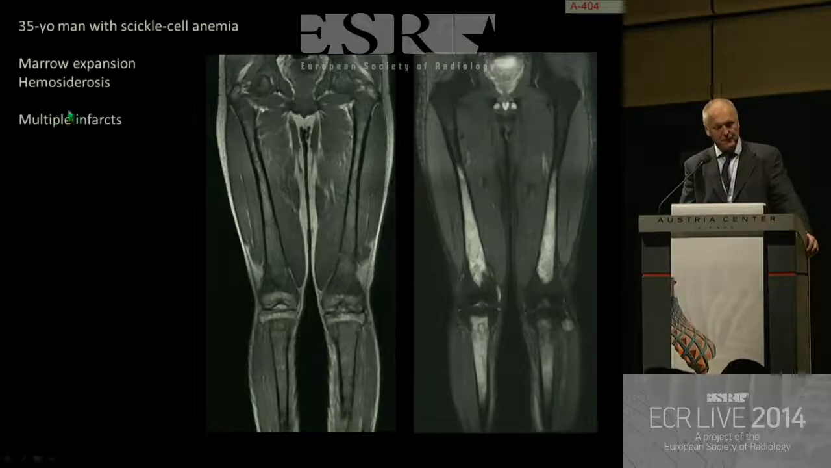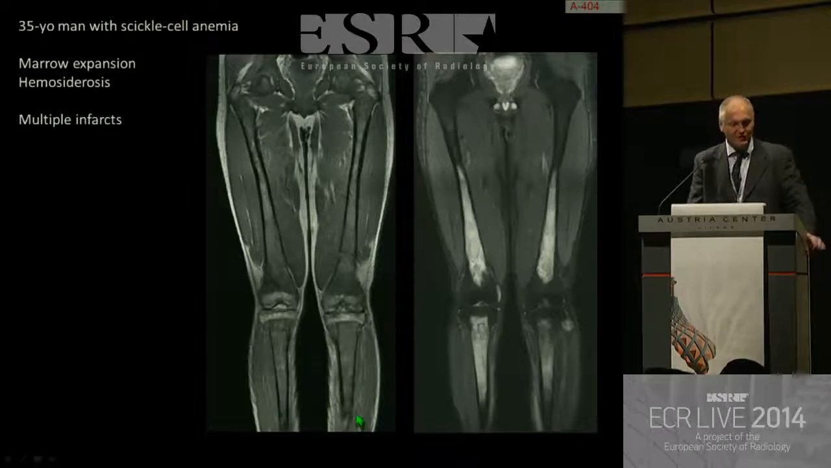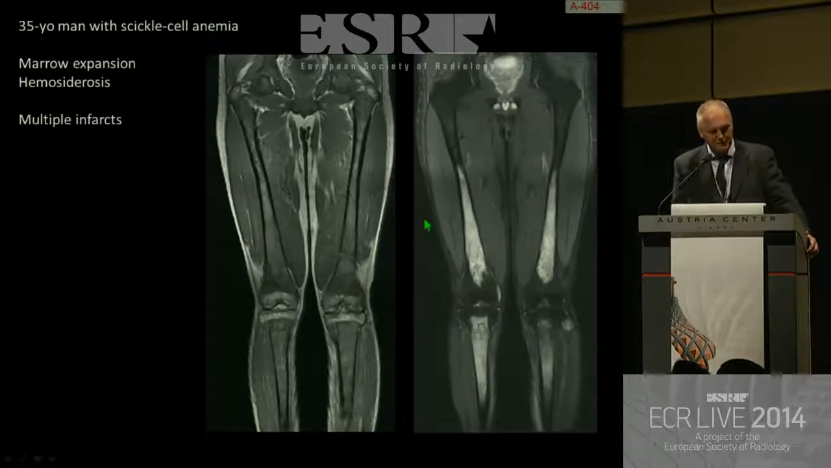Another example: in patients with sickle cell anemia, you've got expansion of the red marrow within the appendicular skeleton. This is not normal, but you don't see anything on T1. You will see high signal intensity on T1, which presumably represents large marrow infarcts.